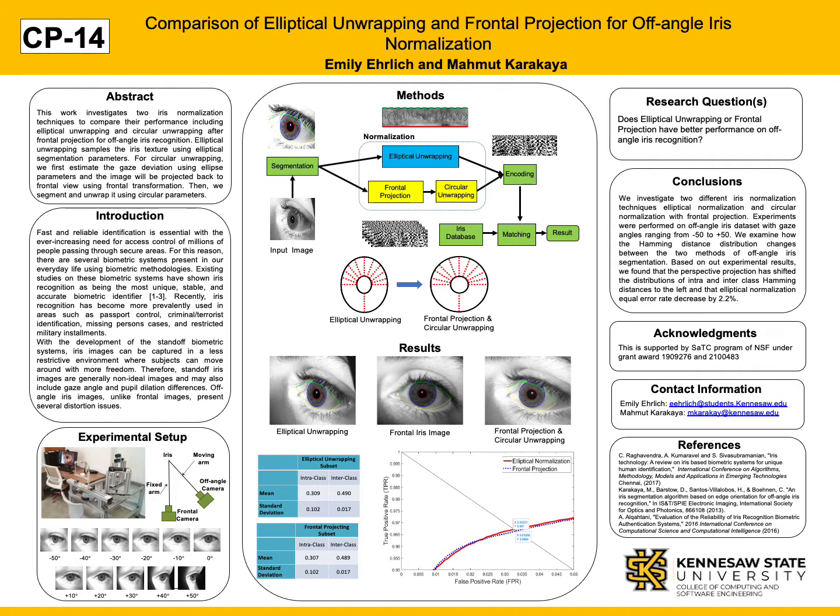The methods section illustrates the two different approaches to recognition of off-angle iris images. The difference in these two approaches is in the normalization step. The blue box at the top of the fork represents the elliptical unwrapping approach, with the yellow boxes at the bottom of the fork representing the frontal projection with circular unwrapping. Both approaches use the rubber sheet model when unwrapping the image.